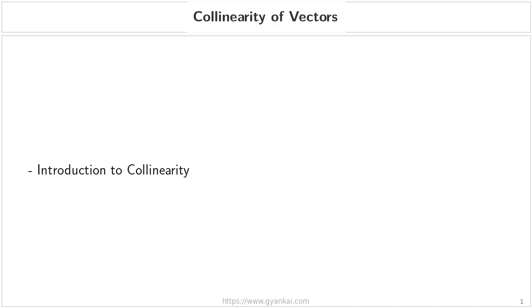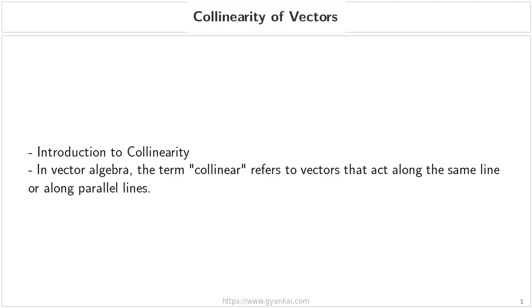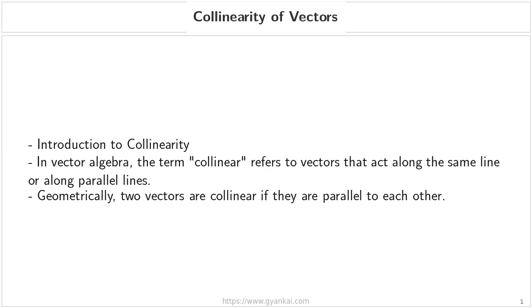To start off, let's look at what collinear actually means. In the context of vectors, when we use the term collinear, we are referring to vectors that act along the same straight line, or perhaps along lines that are parallel to one another. If you visualize this geometrically, it is quite straightforward. Two vectors are considered collinear if they are parallel to each other.